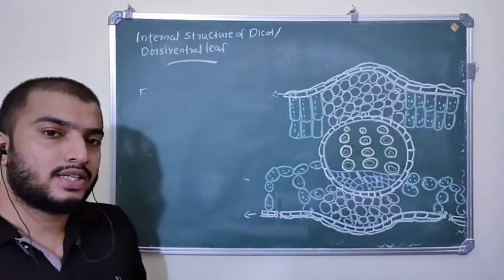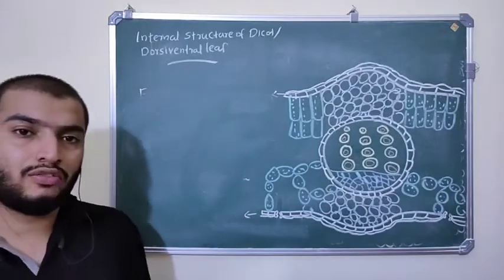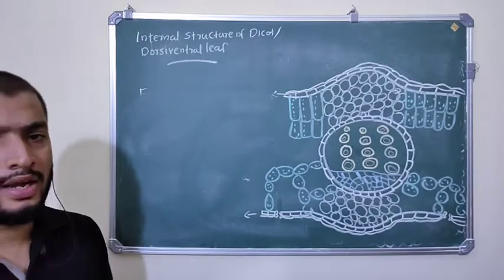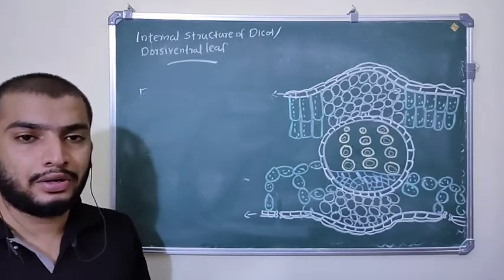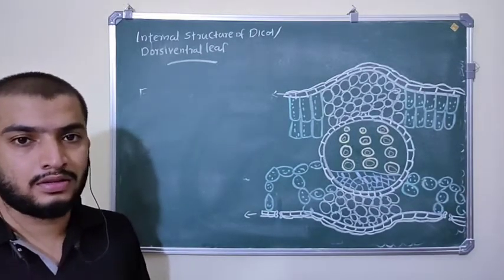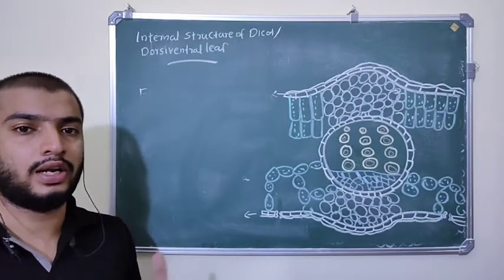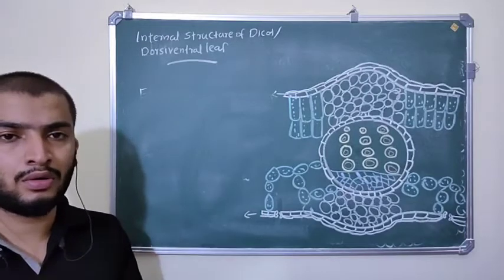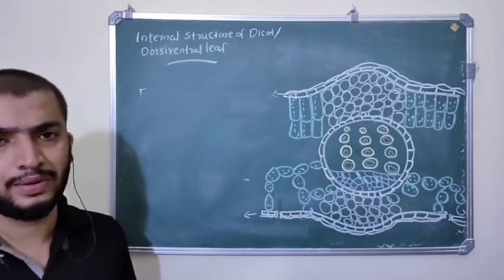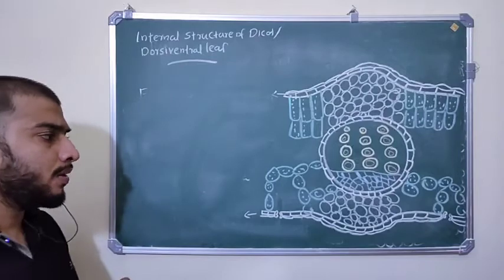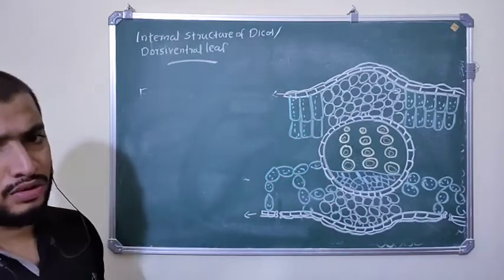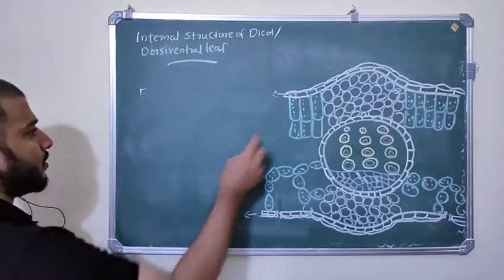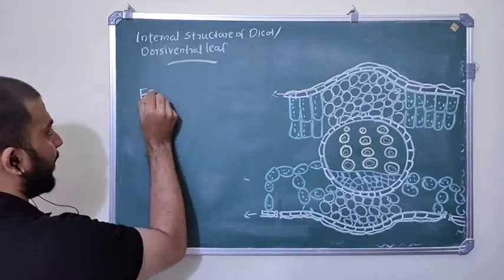Next we are going to discuss the internal structure of dicot leaf, otherwise called dorsiventral leaf. You already know dicot plants and monocot plants. There are two types of plant leaves, monocot and dicot. So how dicot plant leaves are different from monocot plant leaves, that's what we are going to study. First of all, this is the transverse section of a dicot leaf. The first part we are going to study now is epidermis.